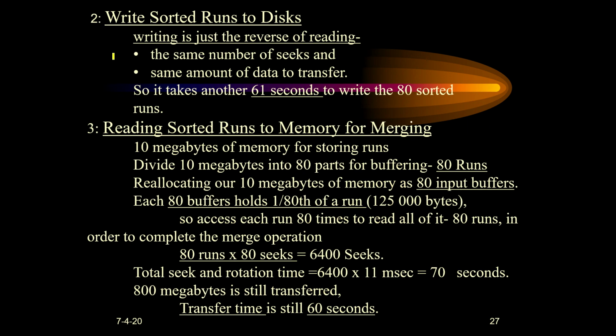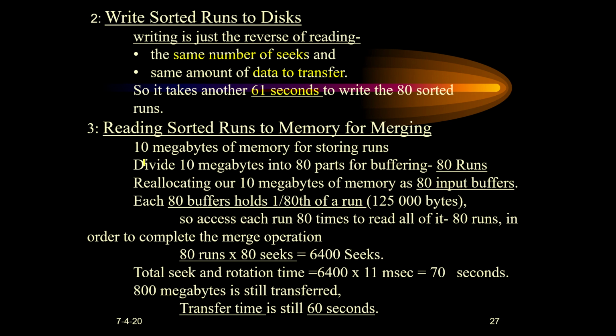Next, write the sorted runs to disk. So the sorted runs are written to disk. Now we need to know the time taken for writing to the disk. It is similar to the reading phase. It takes the same number of seeks as reading, and the same amount of data transfer. So as in the previous step, the same time is taken for writing as well. So it is 61 seconds.